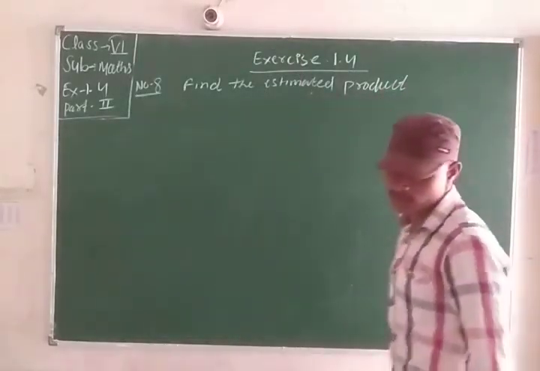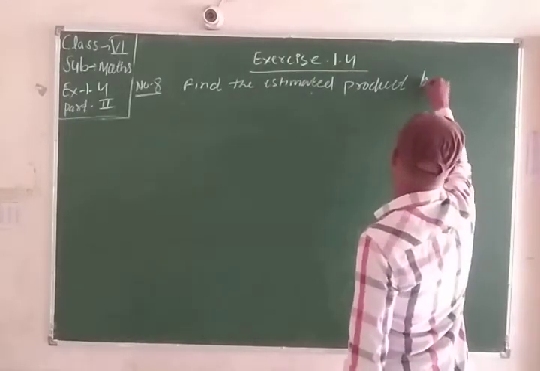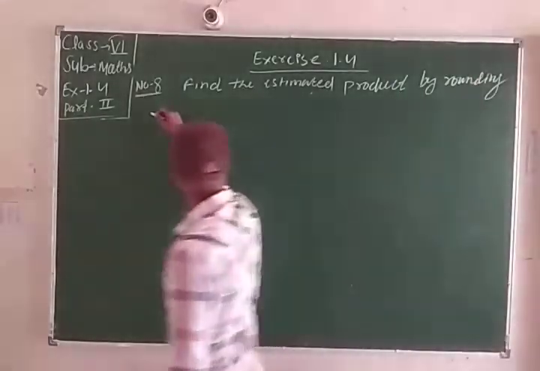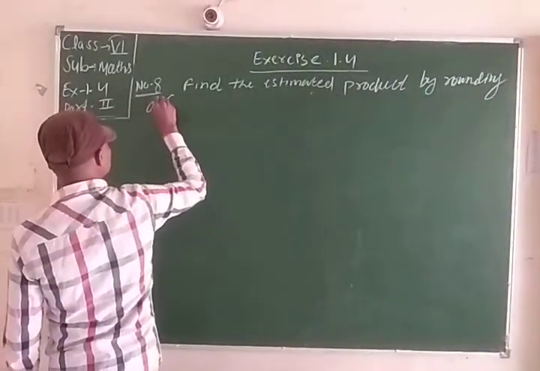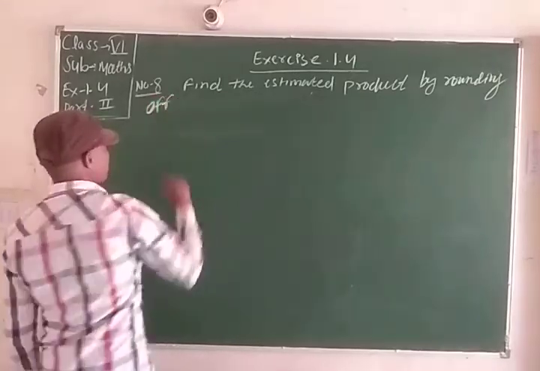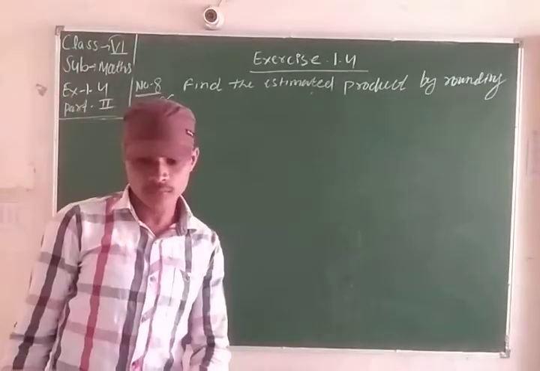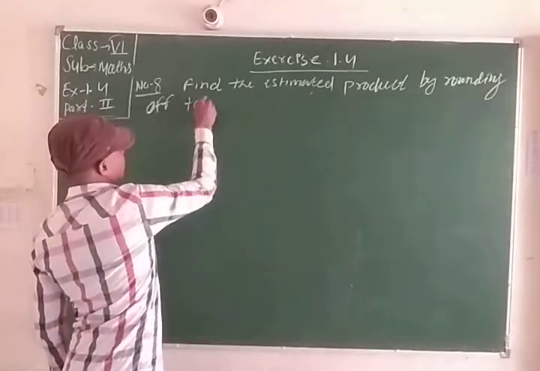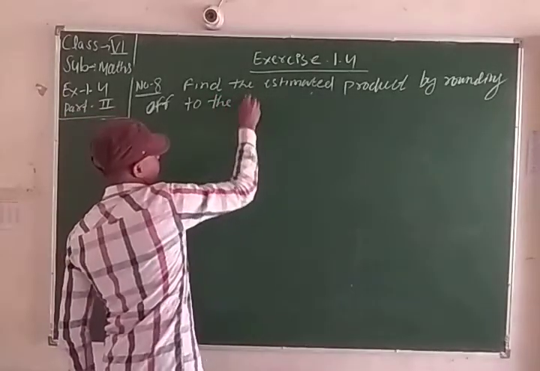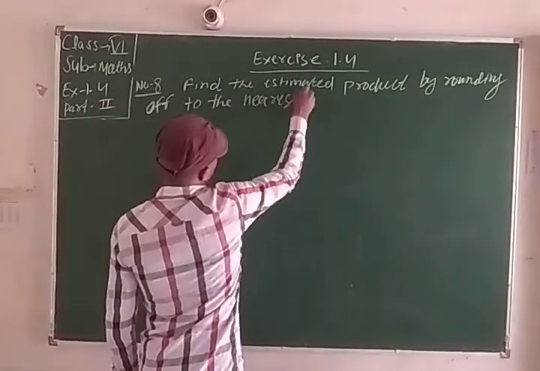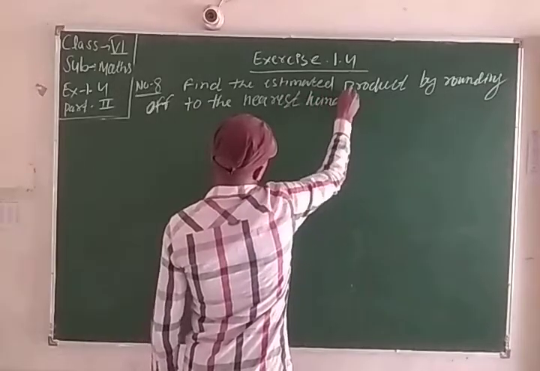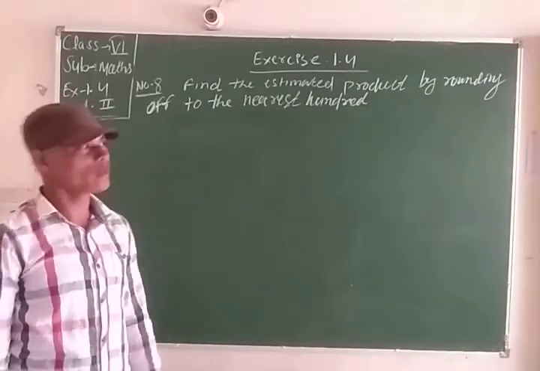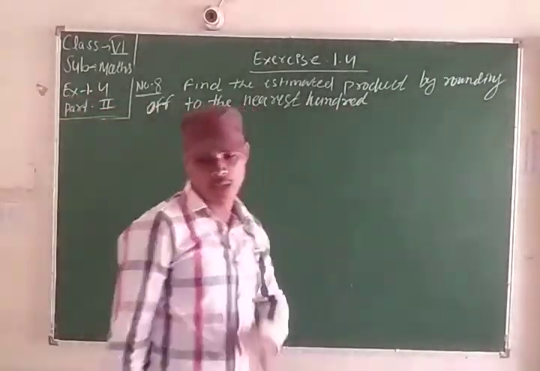Now by rounding to the nearest product, rounding up to the nearest 100. Now what is the question? Estimated product. Then we can find the products.